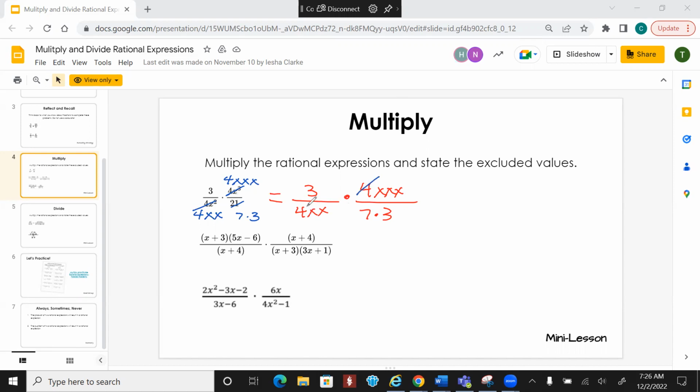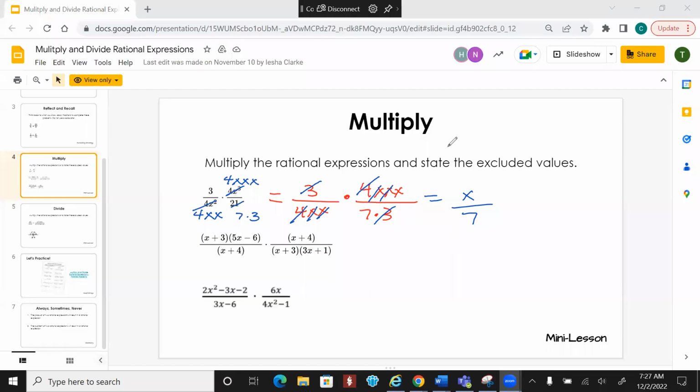Okay, so 4s. What about 3s? And I can cross out what? 2 x's from the bottom and from the top. Anything that's not crossed out, I'm going to put it over here. And I'm going to give you a second to catch up.